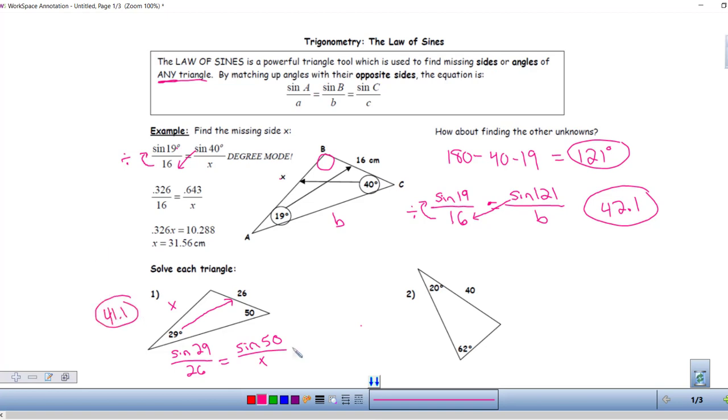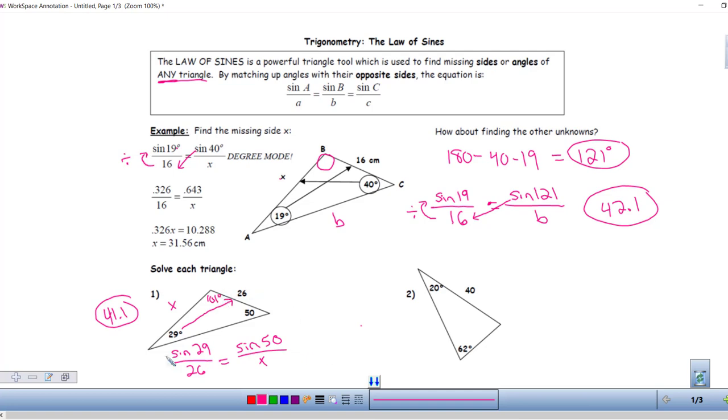41.1. But when it asks us to solve each triangle, that means we need to find all missing pieces, and we only found this missing piece. So again, we need to do kind of what we did over here. Find the other one by doing 180 minus 50 minus 29 to get the other angle to be 101 degrees.